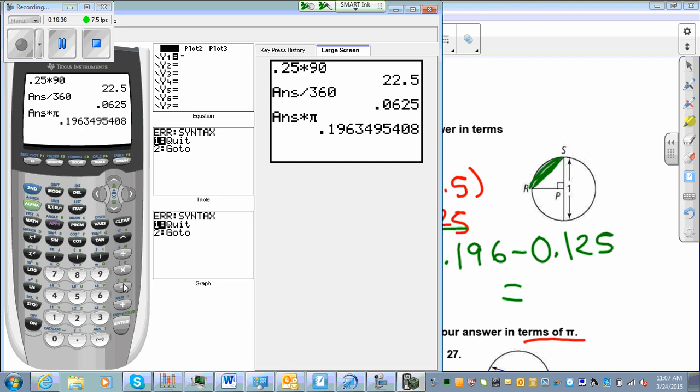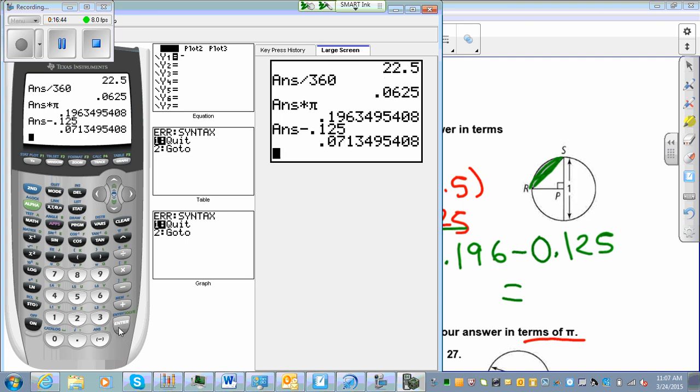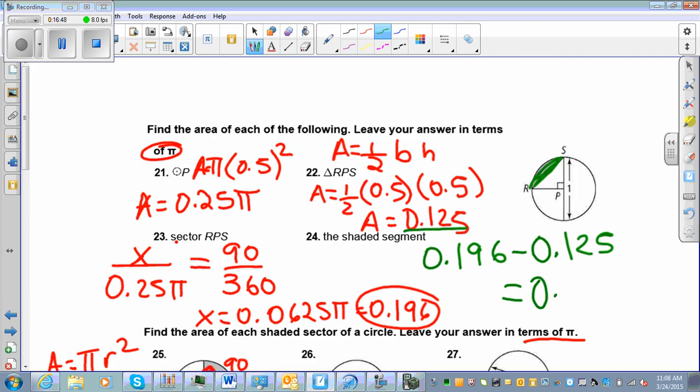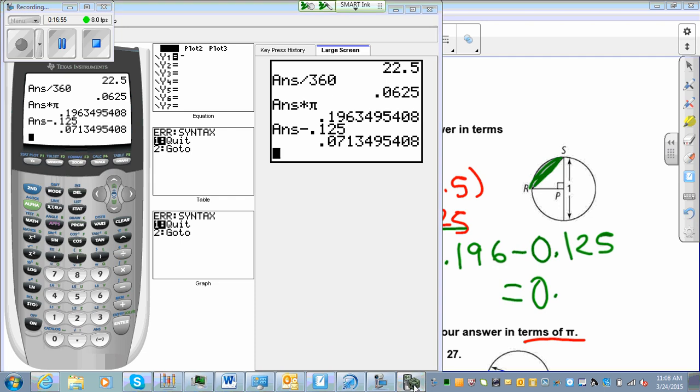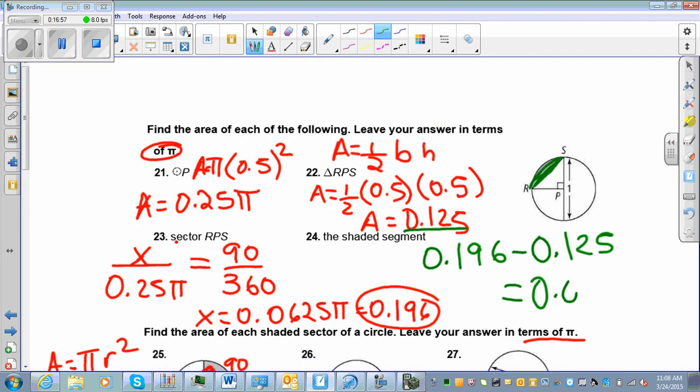So this would be minus 0.125, is what I have to do. Enter. It gives you 0.07713. So that would be your final answer.